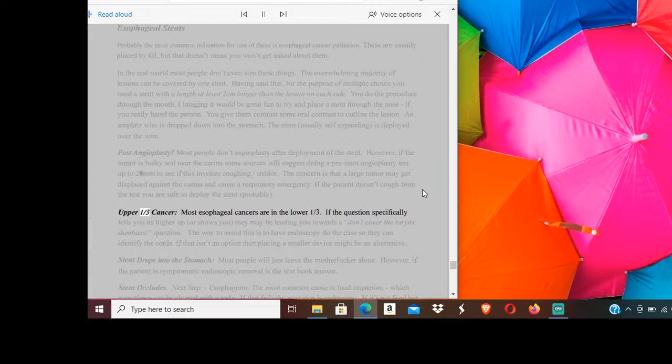Upper third cancer. Most esophageal cancers are in the lower third. If the question specifically tells you it's higher up, or shows you, they may be leading you towards a "don't cover the larynx" question. The way to avoid this is to have endoscopy do the case, so they can identify the cords. If that isn't an option, then placing a smaller device might be an alternative.